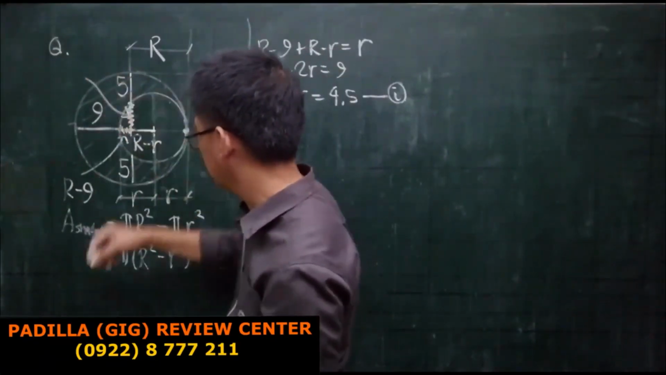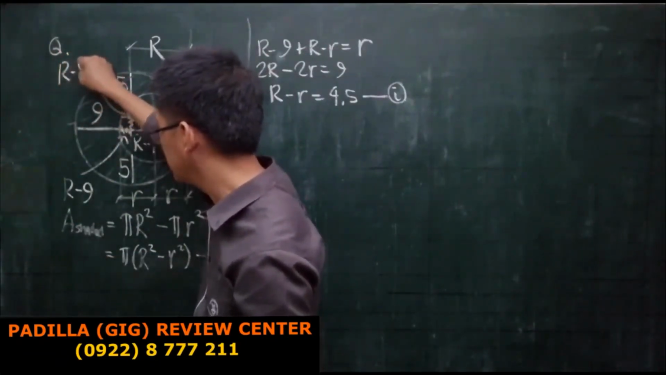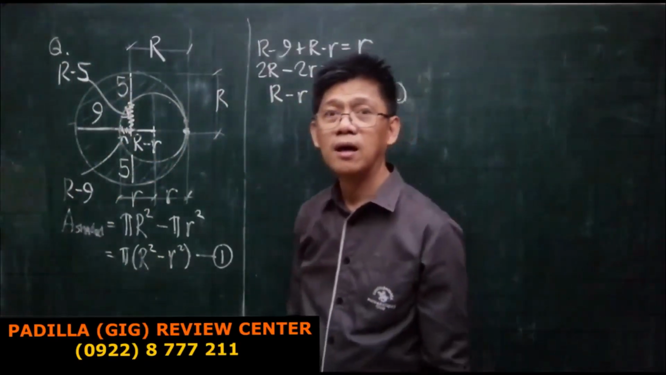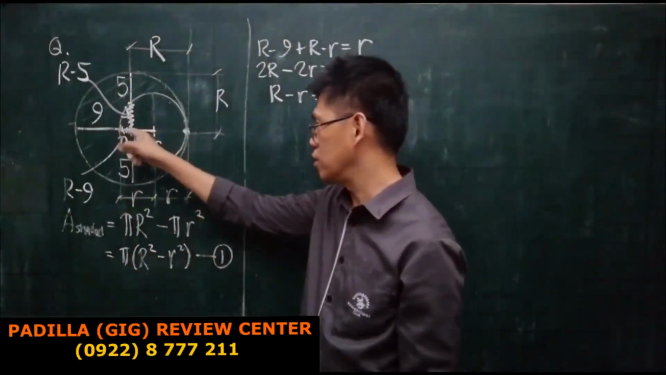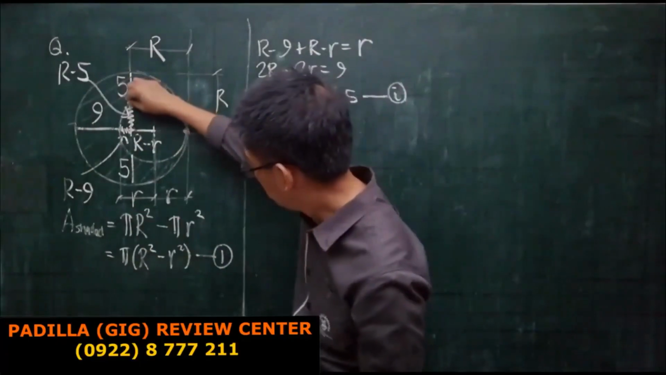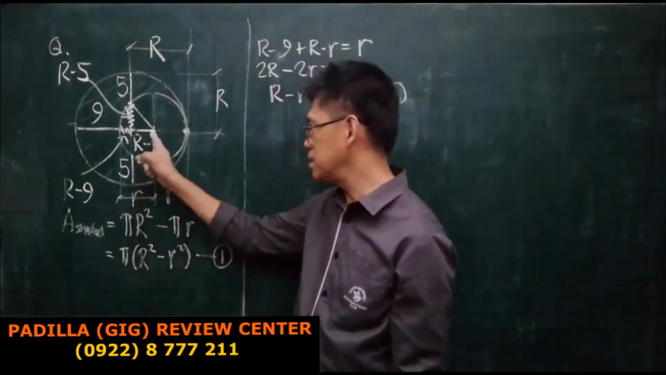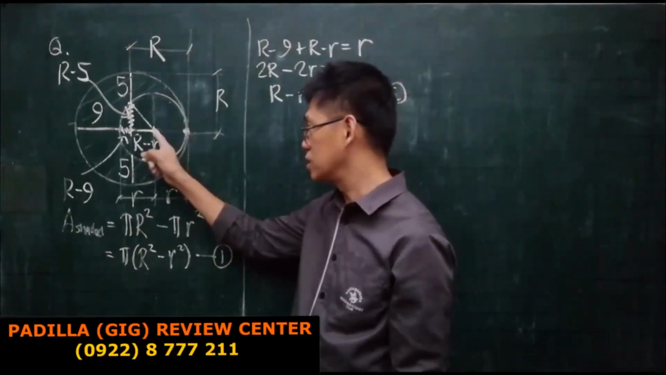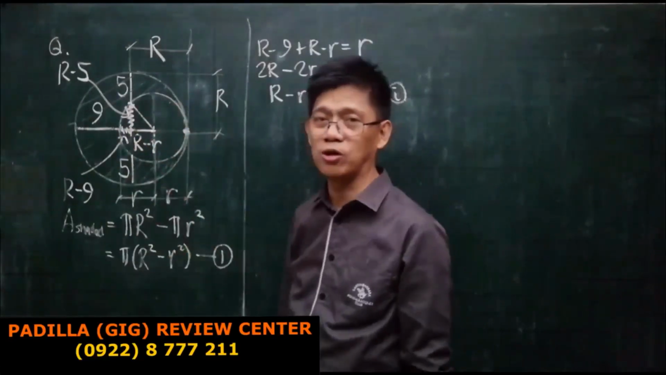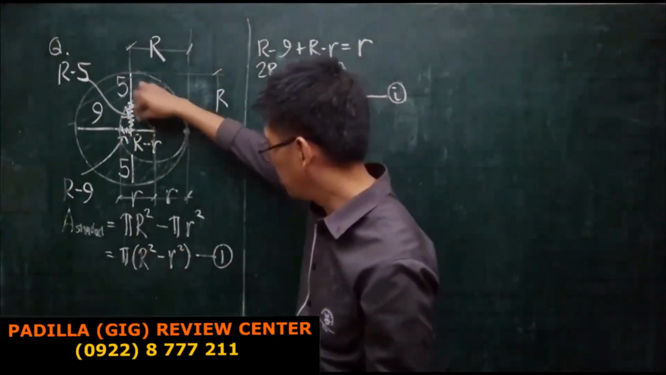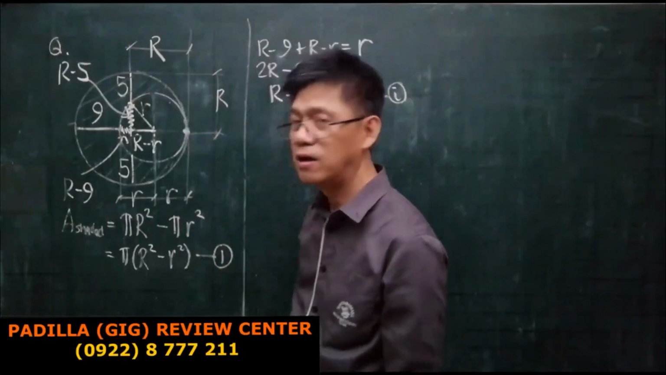Obviously, that is R minus 5. How are we going to use this in connection with this? Let's complete the triangle. Remember that this is the center of the small circle. Center to any point on the small circle is small r. So from here to here, this is small r.